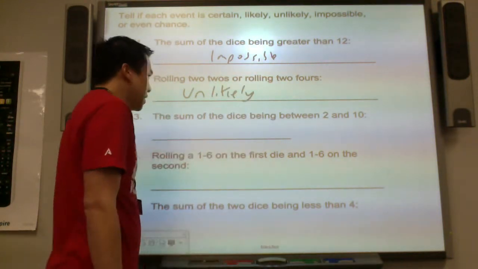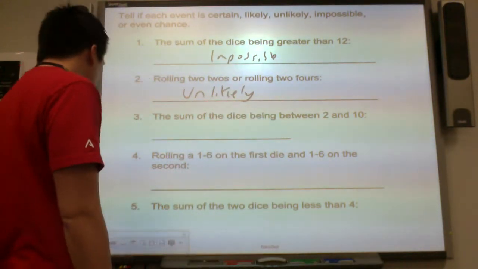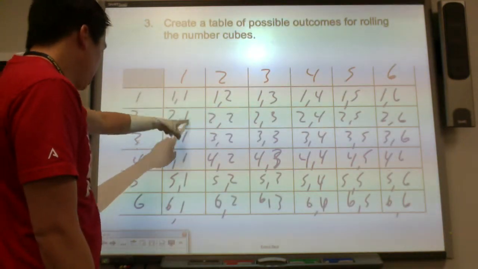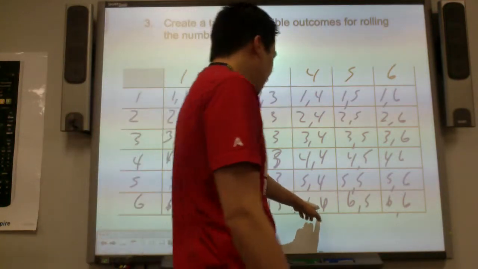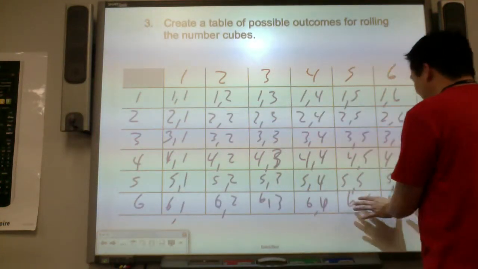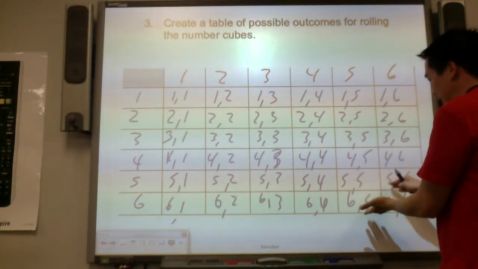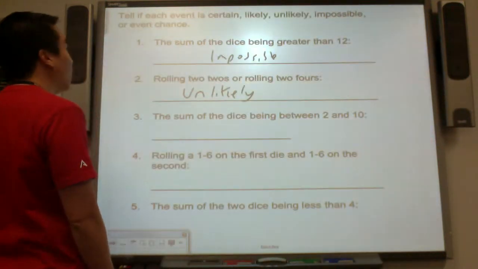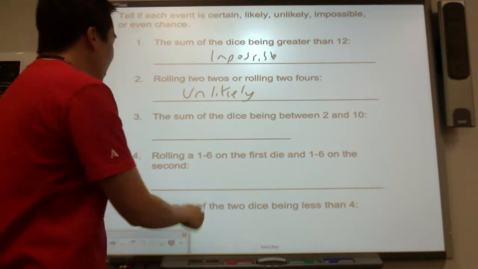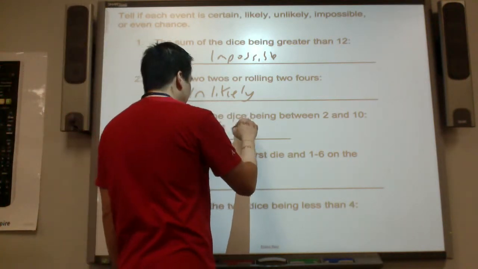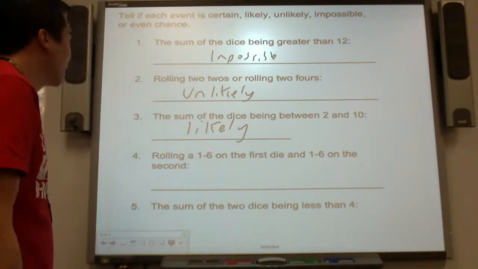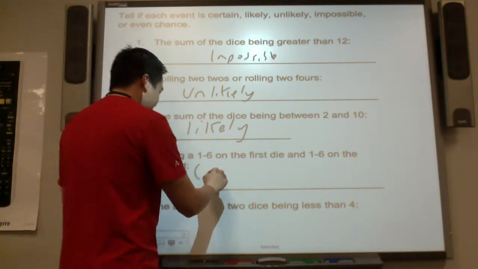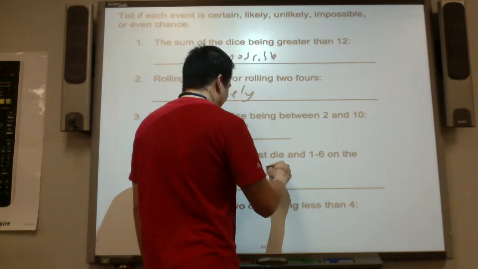The sum of the dice being between 2 and 10. So 2 is the lowest, and 10 goes all the way up to here. You're not going to get these 11 and 12, but most likely it's going to happen. So what's that word called? Likely. Not 100%, but likely. Rolling a 1 through 6 on the first die and 1 to 6 on the second. That is definitely certain. That will definitely happen.